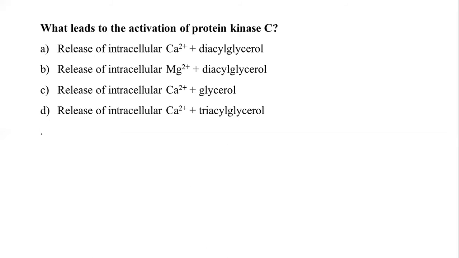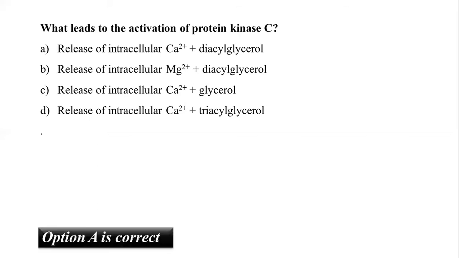In the next question, what leads to the activation of protein kinase C? PKC or protein kinase C consists of a family of closely related enzymes that play an important role in several signal transduction cascades. PKC enzymes are activated by signals such as an increase in the concentration of diacylglycerol, which is DAG, or calcium ions. So the right answer to this question would be option A, the release of intracellular calcium and diacylglycerol.